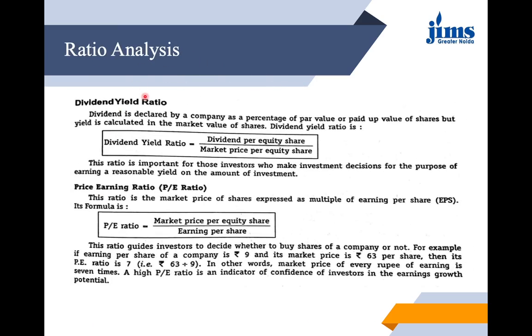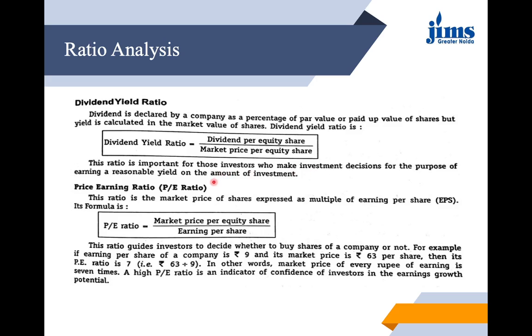We have the last two ratios under this heading, the first being the dividend yield ratio. Dividend is declared by the company as a percentage of par value or the paid-up value of shares, but yield is calculated on the market value. You know that very well. So for that purpose, we have the dividend yield ratio. The formula is dividend per equity share upon the market price per equity share. This ratio is very important for those investors who make investment decisions for the purpose of earning a reasonable yield on the amount of investment.